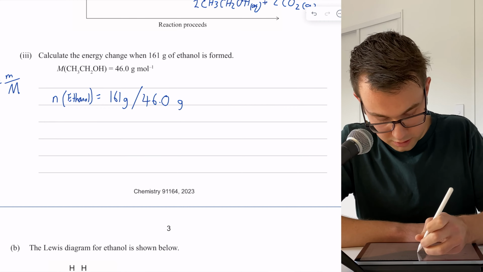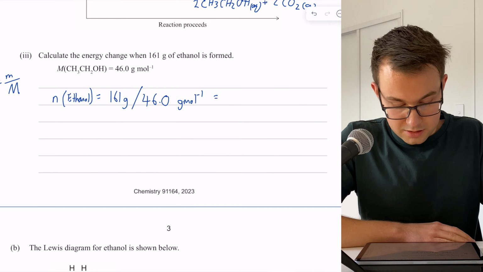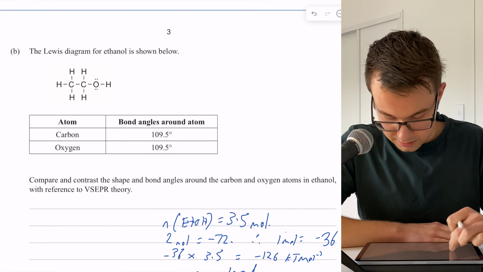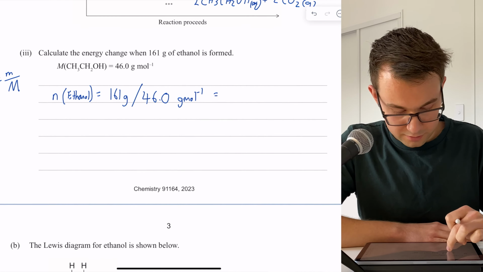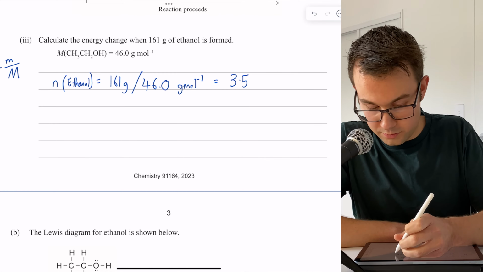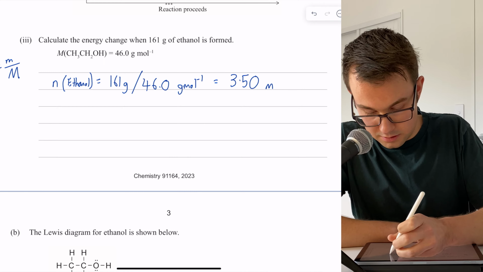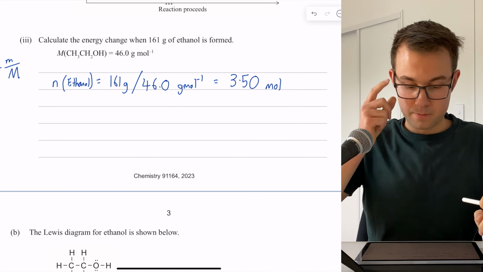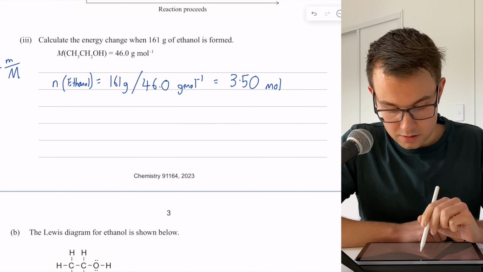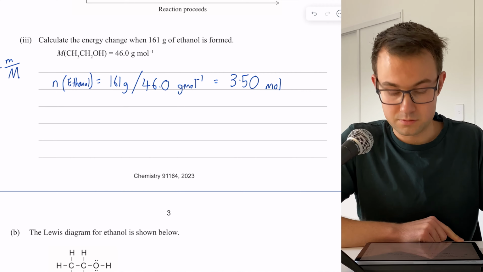46.0 grams per mole. Excellent. So now we can put that number into our calculator, and I've just done this earlier, so I don't have to get a calculator. It's 3.5. Should we go 3.50? That's a 0, I promise. Okay. Beautiful. So now we've worked out that 161 grams of ethanol is 3.5 moles of ethanol.